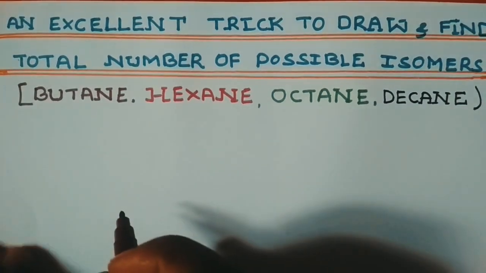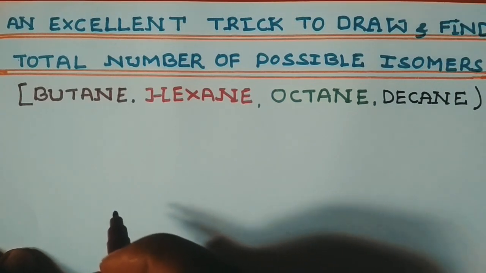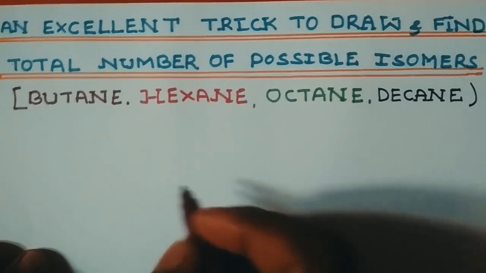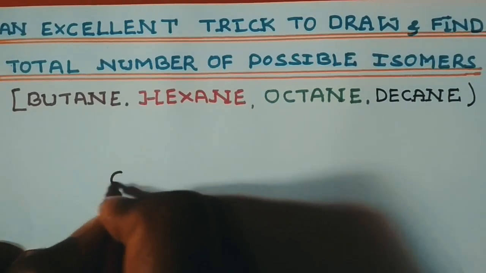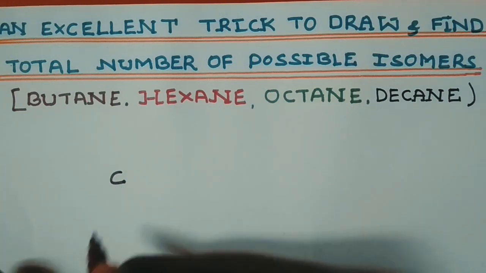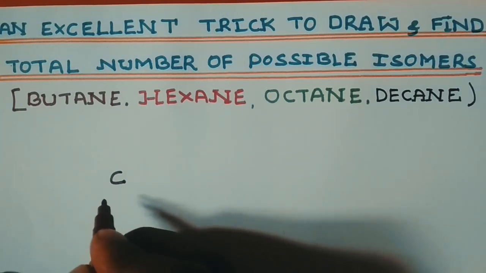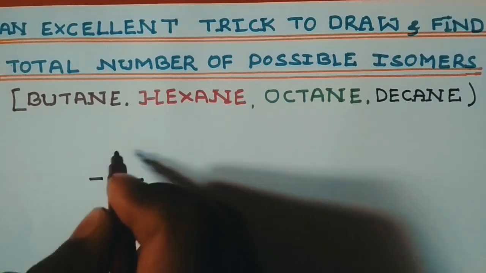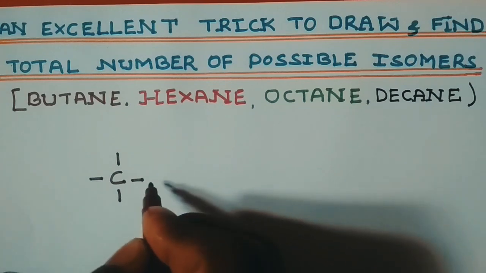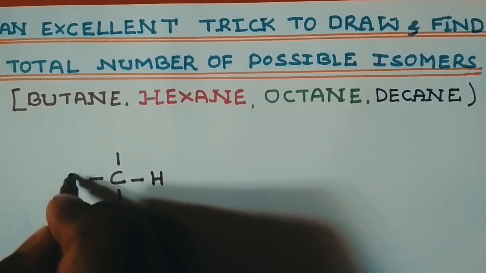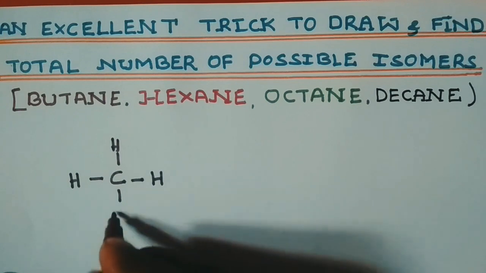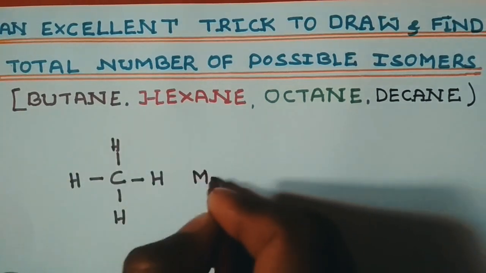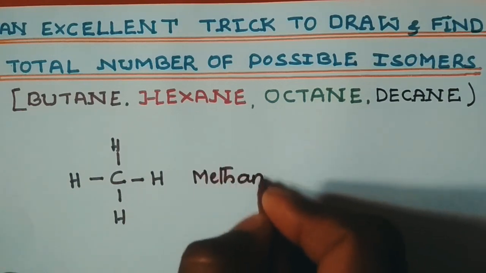First, let me teach you how to draw the structure of alkane. One carbon containing alkane, you can write, students, carbon. We know that carbon valency is 4, hence you can put 4 bars around the carbon. On each bar of the carbon you can write hydrogen. See, like this you can write. Hence this molecule is called what? Methane. This molecule is called methane.